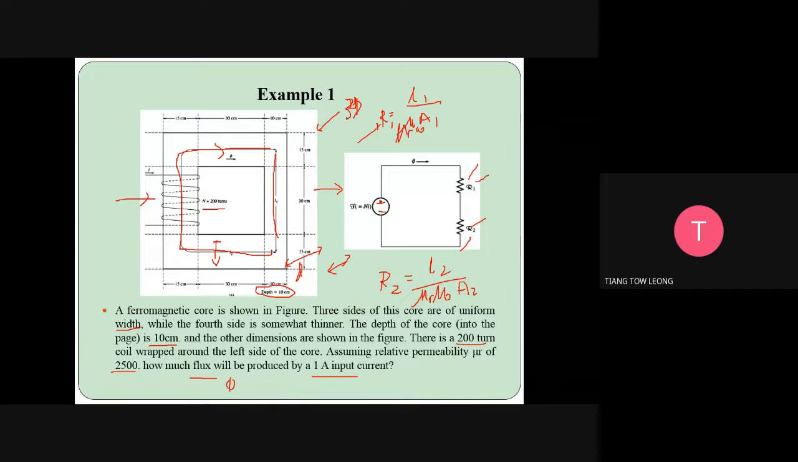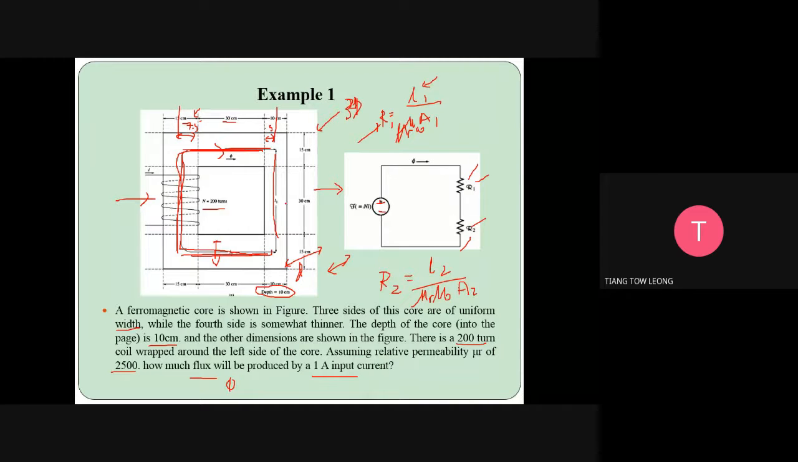So R1, what is the length of R1? L, usually we take the mean path, which means we take the middle, and then connect. Okay, so we need to calculate how much. So this is 30 plus 5 plus 7.5. Right or not? This one is 7.5. This one is 5. Okay? So 30 plus 7.5 plus 5.